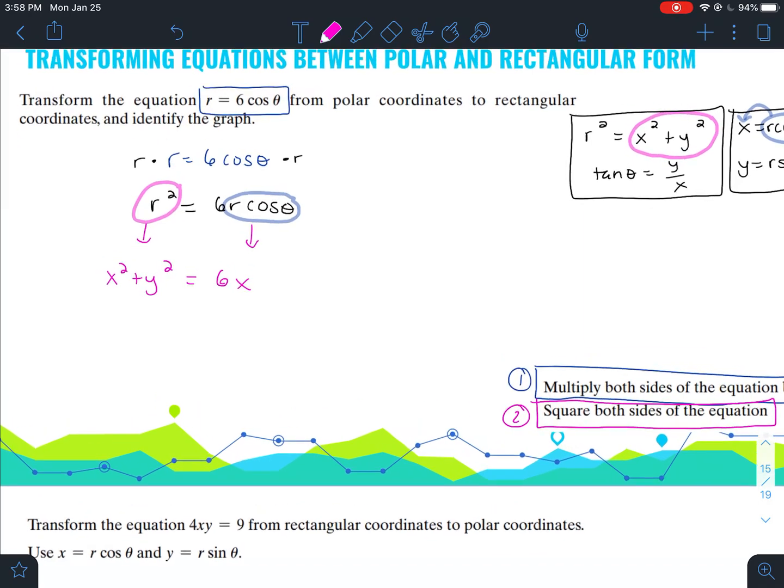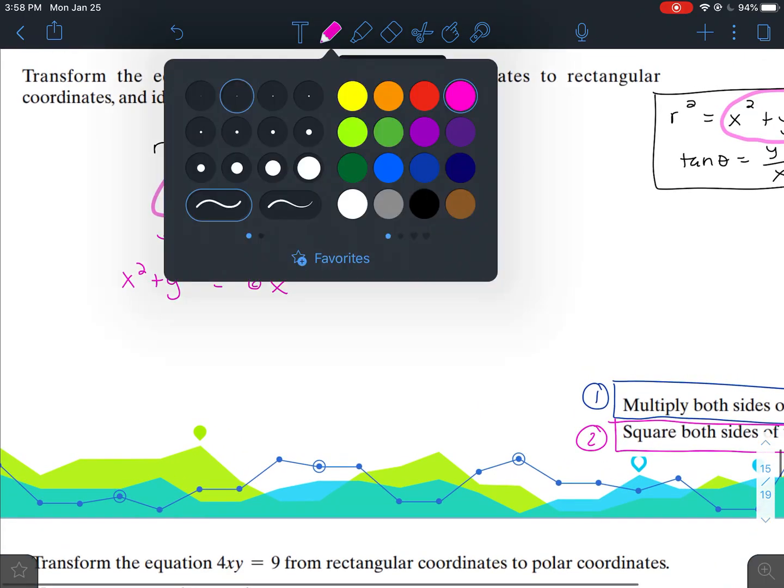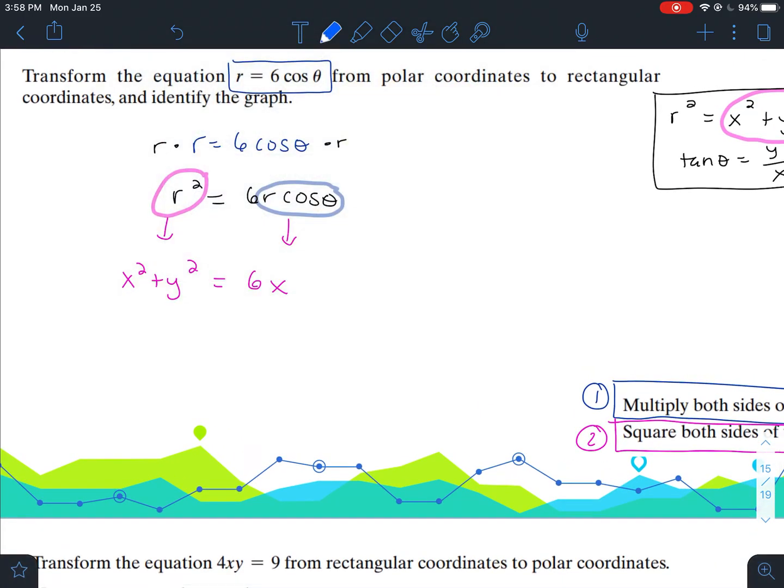Unfortunately, now we are going to have to go back to our old idea of completing the square to make this into a graph that we can recognize. This is way back, I think back in unit 1 we did this. So I'm going to get all of my terms on the same side. So x squared minus 6x plus y squared equals 0. I'm going to subtract that 6x from both sides.